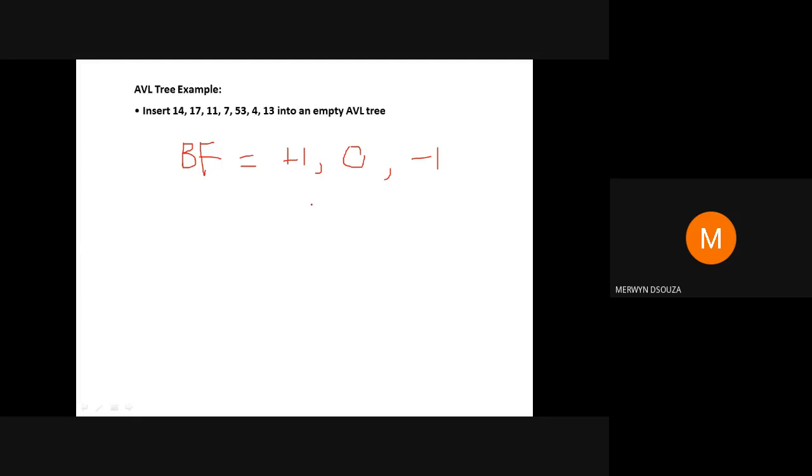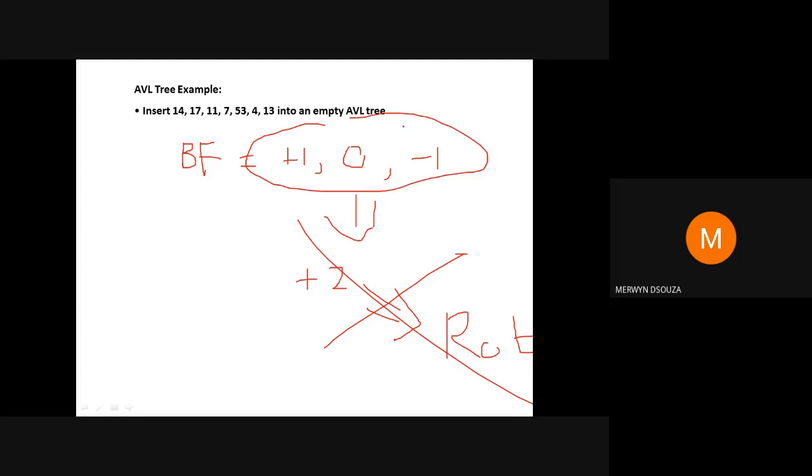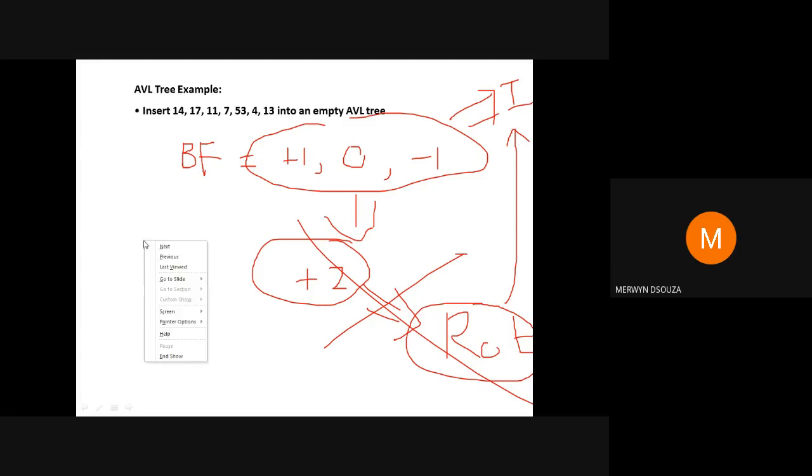If it is not any of these values, if it is something like +2, then you need to do rotation. Otherwise, you need not. If it is one of these values, you continue with your remaining insertions. Otherwise, you apply the rotation. If the balance is not proper, apply the rotation, balance it, and then go on to the next insertion. We'll see how it is done.